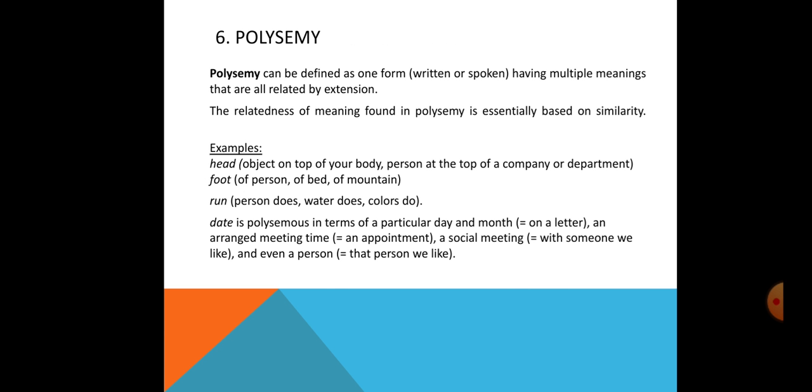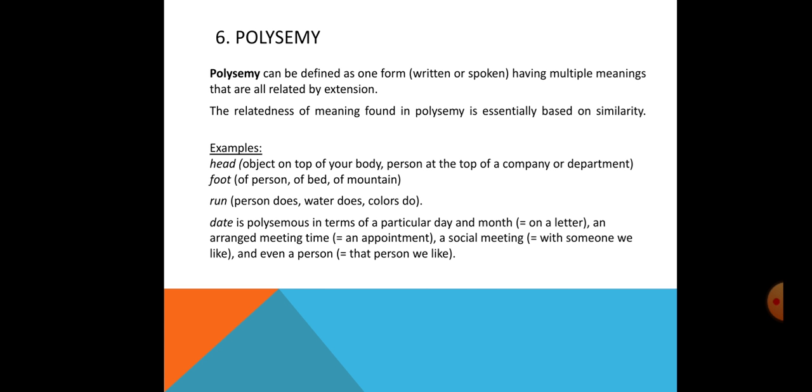So the word head in the first sentence, my head hurts, itu berarti adalah object on top of your body. Meanwhile, the head of the department means someone that is in charge of a department or a company. You can see some other examples. For example, date. Date here can be date, tanggal, day and month. It can be an arranged meeting time. It can be a social meeting or even a person, for example, I date her, and etc. Jadi polysemy itu satu kata memiliki banyak makna.